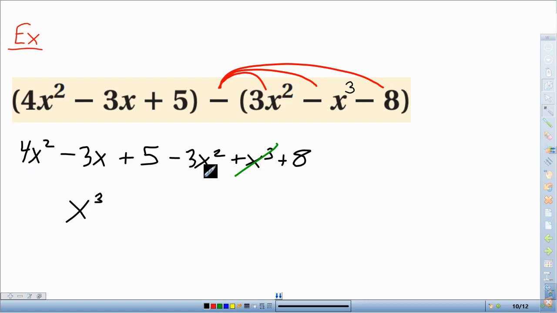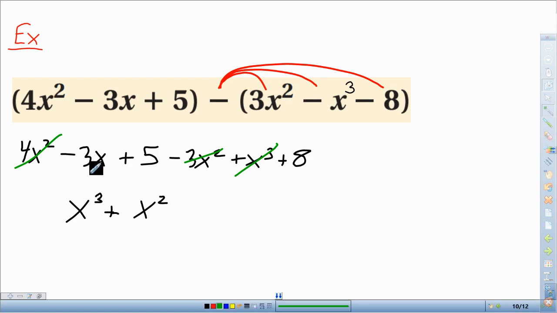Now let's find the next smallest exponent, and it looks like we have these x squareds we can combine. So a 4x squared minus 3x squared gives me a 1x squared, a positive 1x squared. By the way, instead of writing 1x squared, let's just write it as x squared. Okay, cross them out.